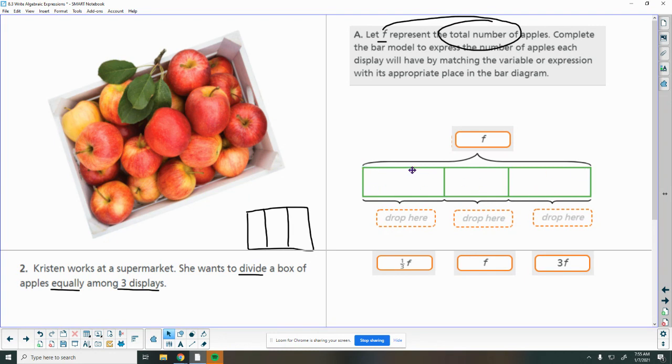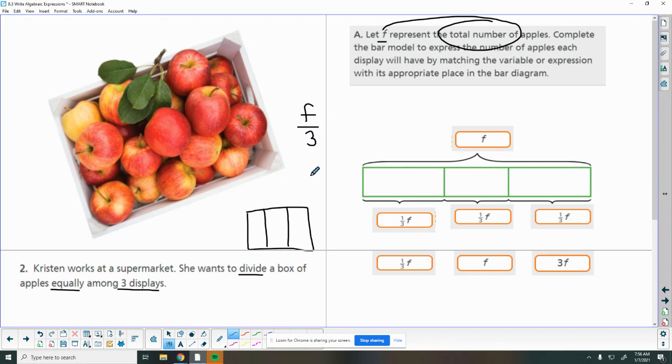But if I took this whole thing, it's showing that I have a third of F. Here's a third of F, and here's a third of F. 1/3, 2/3, 3/3. 3 out of 3 is one whole piece. So all of the apples together is one box, and we cut the box into thirds. So I know it said that we were going to divide over here. So we were going to take the whole box and divide it by 3.